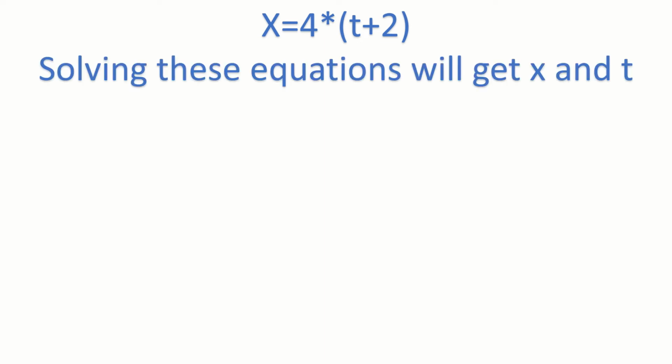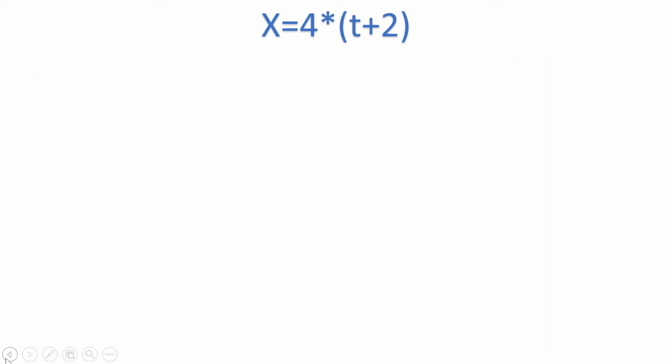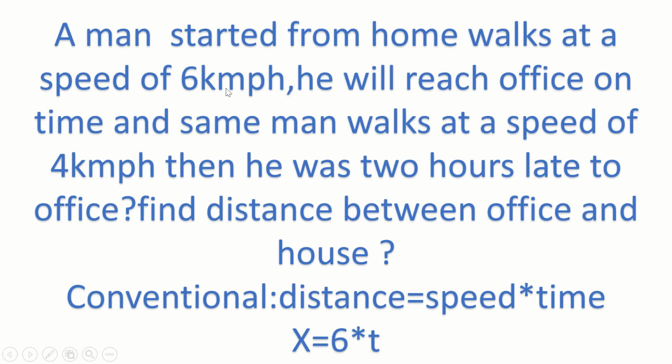By solving these two equations we will get x and t, because two variables are there and two equations are there. But solving this is lengthy and will take more time. So if you observe the question, speed is decreased by how much? Speed is decreased by 2, which means one third of the 6 is 2, so a one third decrease is there.